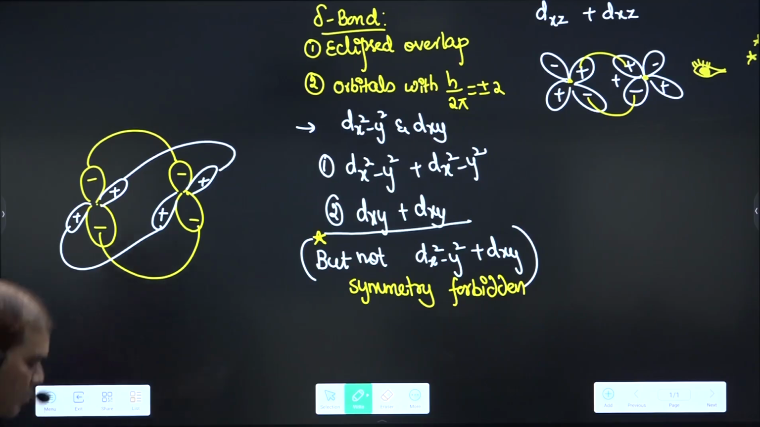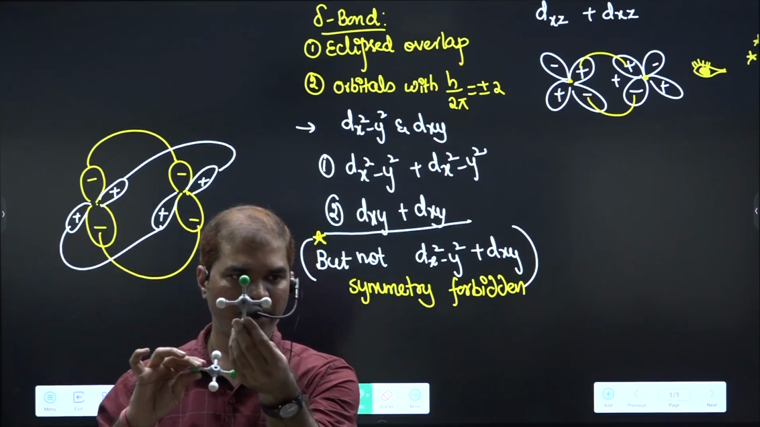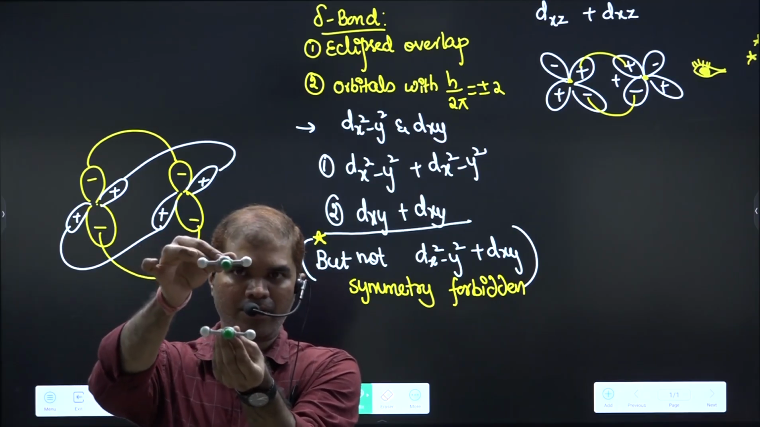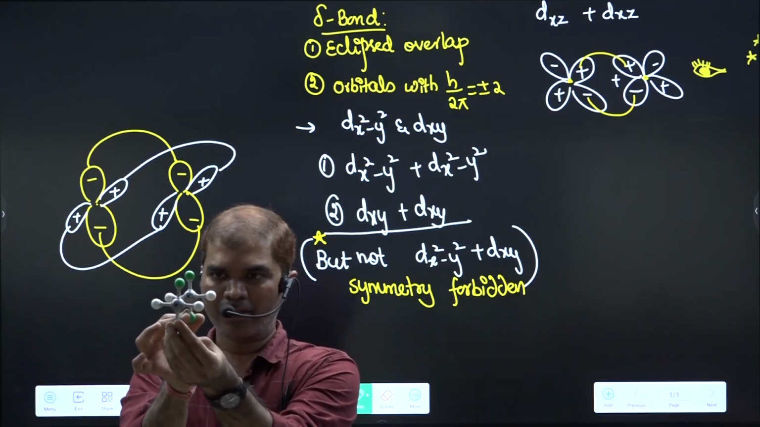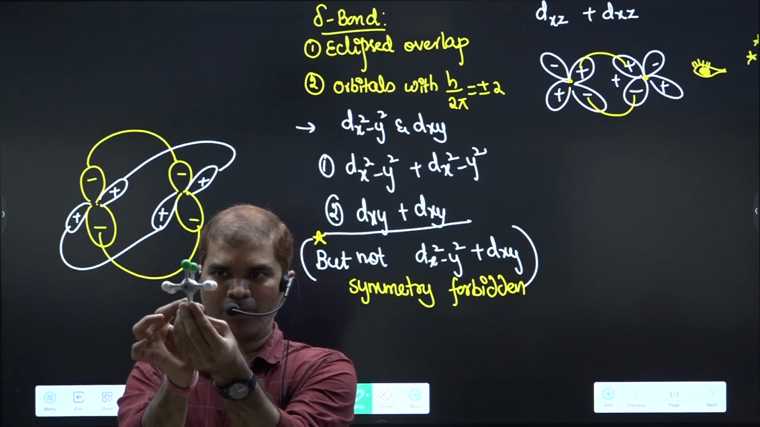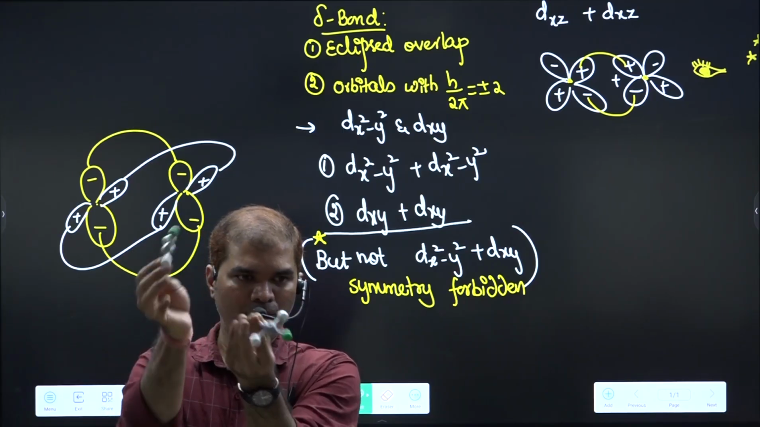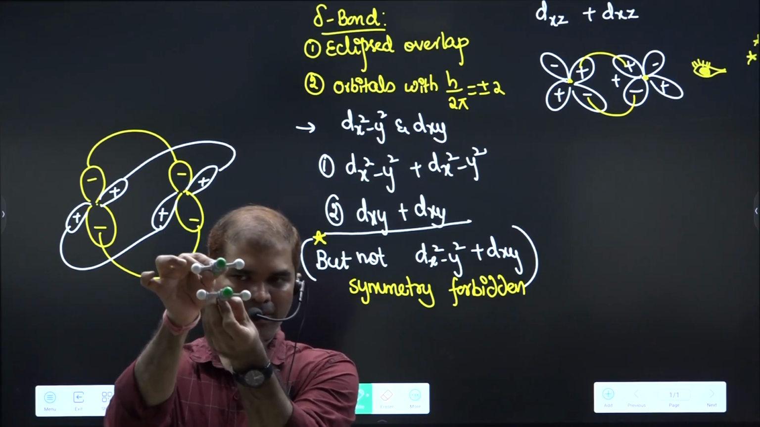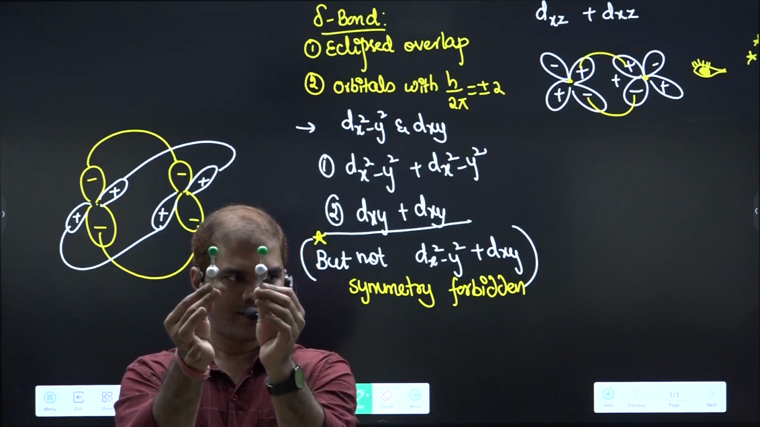I'll just show you the combination, then you can draw. Suppose this is dx square minus y square, this is dx square minus y square, this is another dx square minus y square. For your convenience, I am showing it like this. So 1 lobe, 2 lobes, 3 lobes, 4 lobes. All the above 4 lobes and all the below 4 lobes try to overlap. It is a very weak overlap. Okay, this is delta. Or I can also draw it like this. This is delta. Okay.